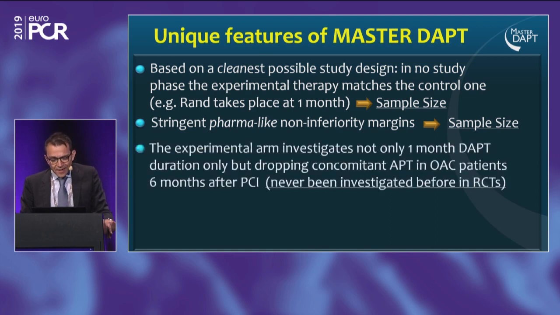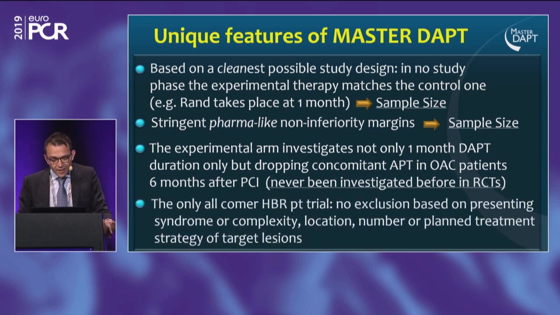Importantly, the experimental arm mitigates not only 1 month DPT duration, but also drops concomitant APT in OAC patients. This is a feature which has never been investigated before, and it is the only all-comers HBR trial, because this is the only study where no exclusions are presented based on presenting syndrome, complexity, location, number, or planned treatment strategy of the target lesion. And with that, I would like to thank you.